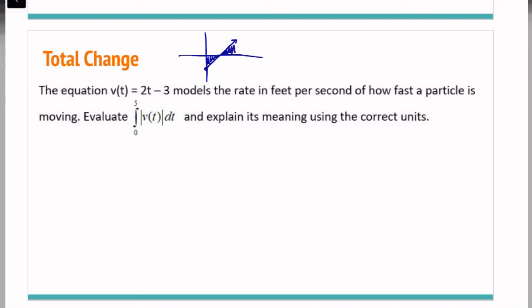So let's evaluate this completely using the calculator, okay? To get the absolute value sign, you're going to press math, go over to num, and then pick the ABS button, okay? So when I do it, 0 to 5 of that, and then I do 2x minus 3 dx, oops.